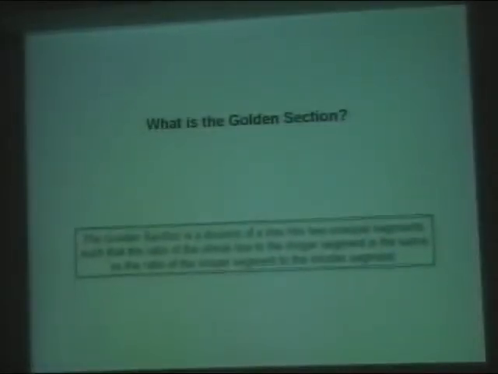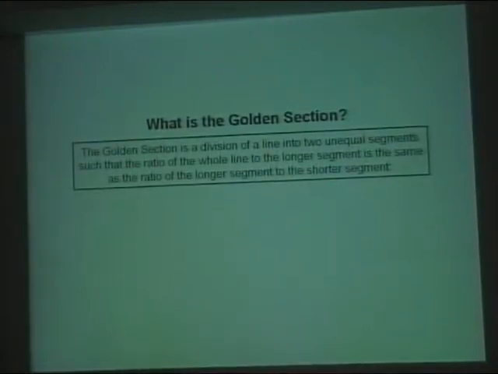What is the golden ratio? Well, the golden ratio is a proportion between two sizes that is held to be the most aesthetic and pleasing of all proportions. It's a matter of art, in fact. And it is defined by the golden section. So what is the golden section? Well, a definition of it is that the golden section is the division of a line into two unequal segments, such that the ratio of the whole line to the longer segment is the same as the ratio of the longer segment to the shorter segment.